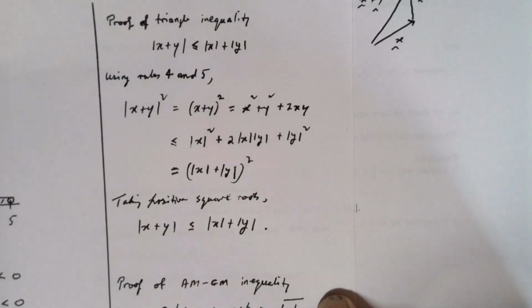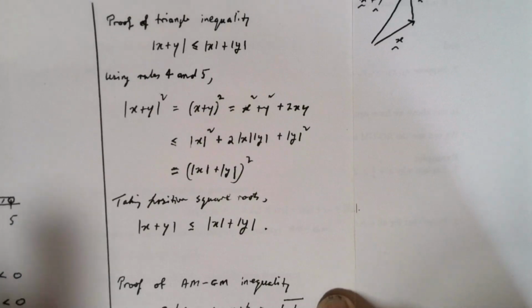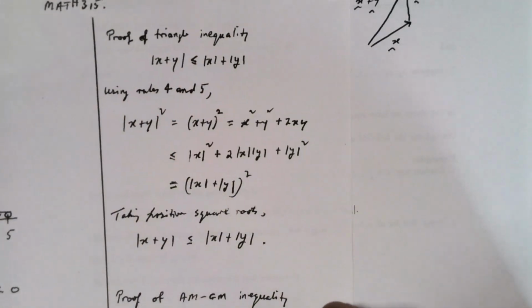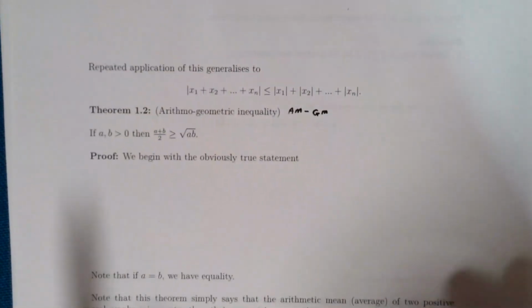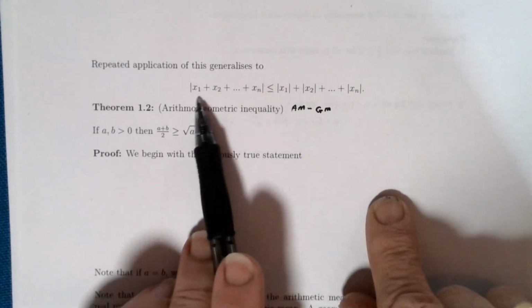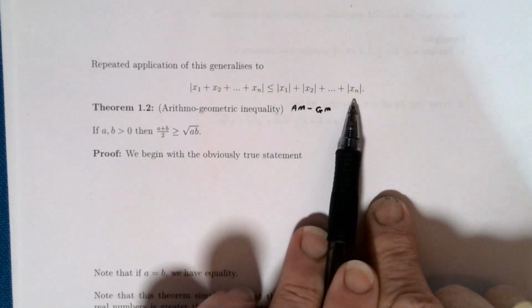You don't need to be able to reproduce that proof, but you might like to see how it works, to see how we're using these rules 4 and 5 that we listed above to give this result. Now you can repeat the application. This generalizes to this: the absolute value of a sum is less or equal to the sum of the absolute values.